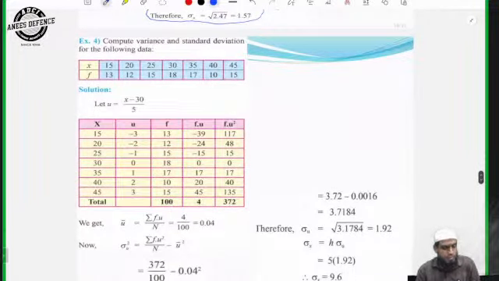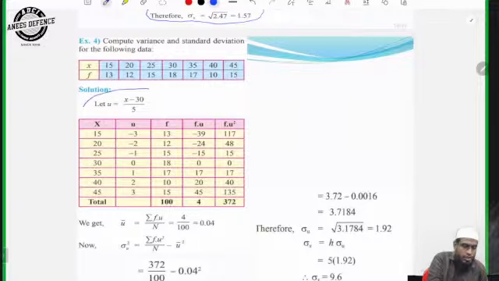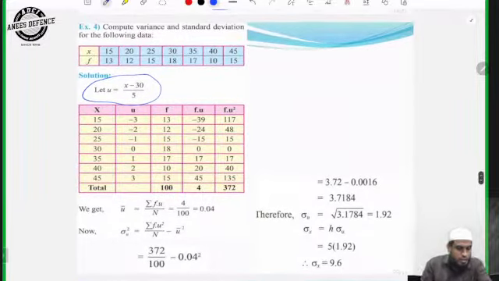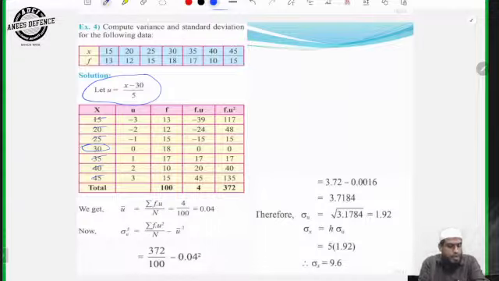This is a problem with regard to calculating the standard deviation and variance. Here we are using the change of scale method. So u equal to x minus 30 by h. 30 means we are taking the middle value among 5, 20, 25, 45, 40, 35. So we are taking the value 30. So x minus 30 by 5. So u can be represented as x minus 30 by 5.